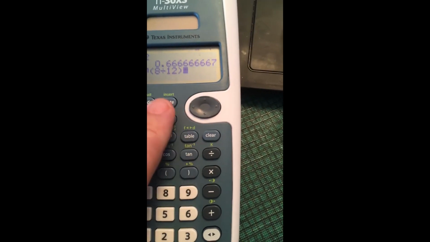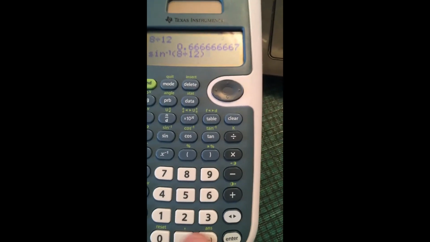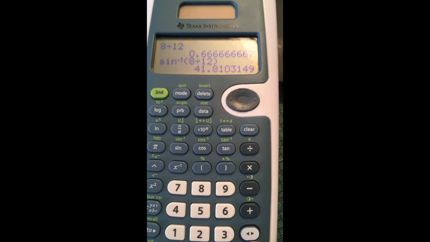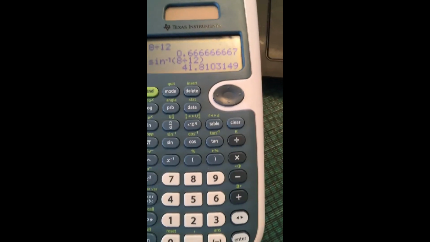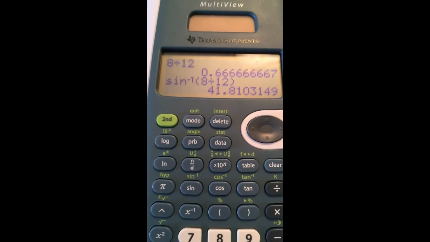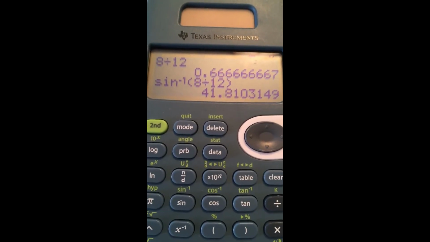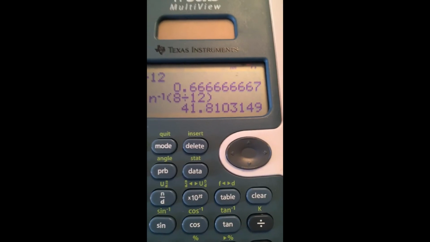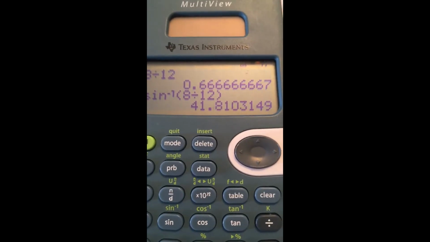All right, we can do that, arc sine, and then I'm going to do 8 divided by 12. Make sure you close that parenthesis and hit enter. Oops, keep doing that, sorry. And then hit enter. 41, okay, or 41.81. That seems like a much more related to the angle you're looking at versus a decimal angle or a fractional angle.